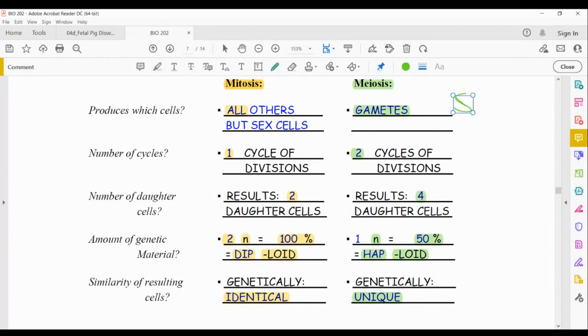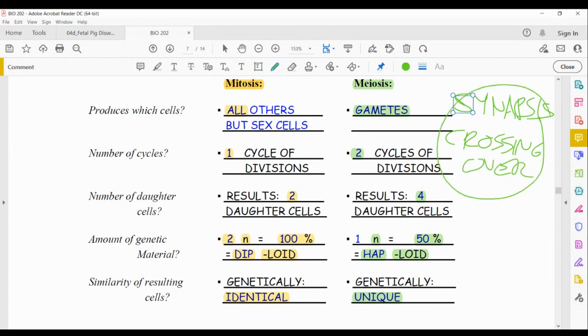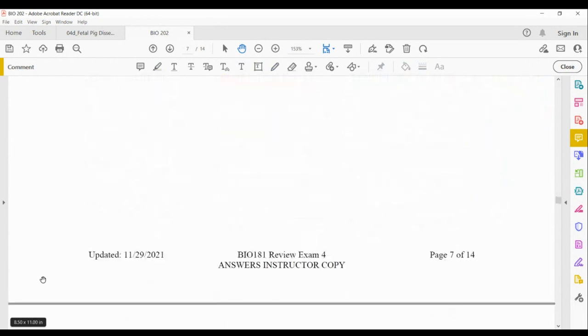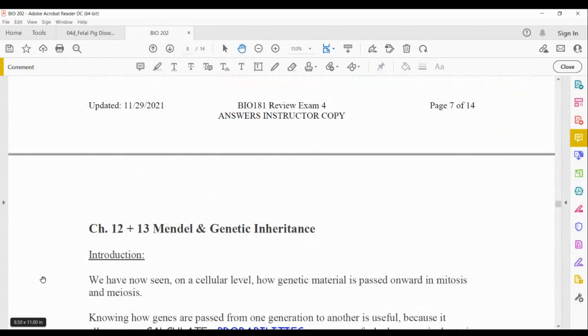And this was all so that we end up with unique daughter cells. Remember that there were the processes of synapsis and crossing over. And these both contributed to these unique daughter cells, so that they all were a little different. So we got all kinds of possible combinations of the genetic material for the offspring. So I hope that made sense, and that was kind of a nice reminder.